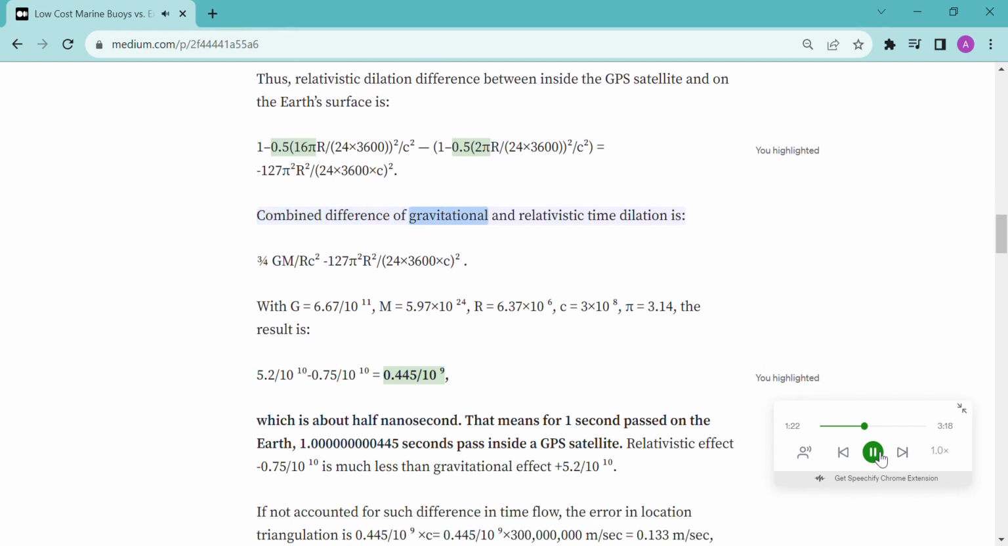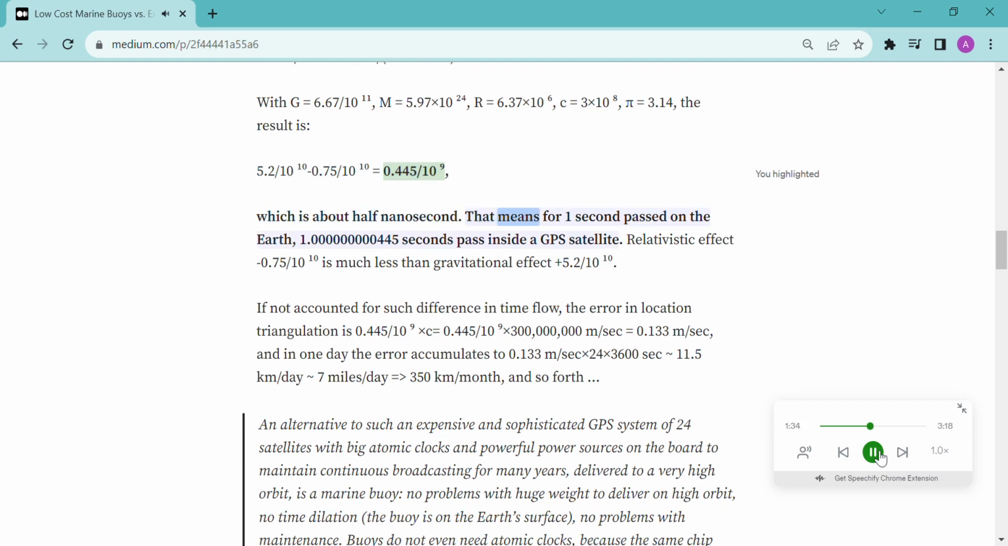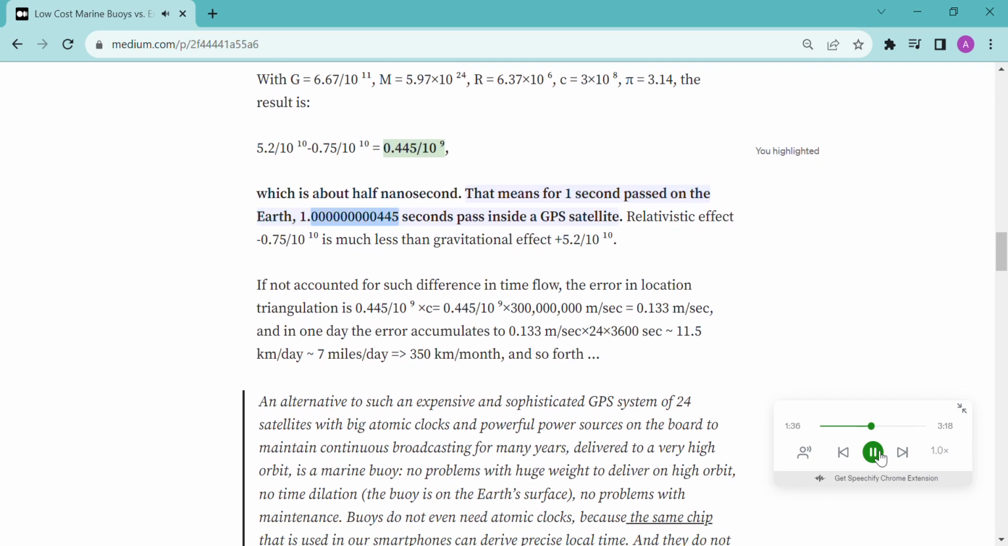The combined difference of gravitational and relativistic time dilation is 5.2/10^10 minus 0.75/10^10 equals 0.445/10^9, which is about half a nanosecond. That means for 1 second passed on the Earth, 1.0000000000445 seconds pass inside a GPS satellite.